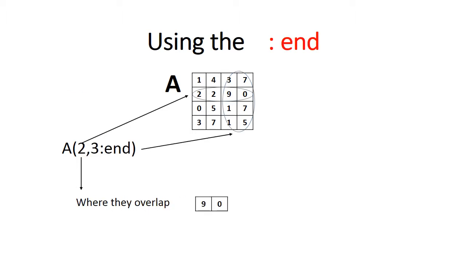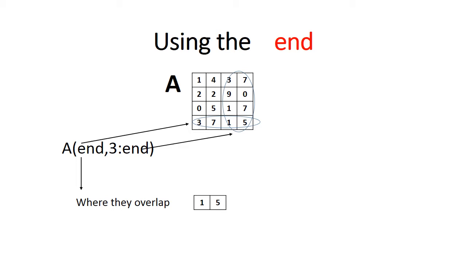70, 75. When the word end is used with a colon, end normally refers to the last one. So in this case we have 3:end, which simply means from column 3 to the last column. So the 2 before the comma refers to the second row, and 3:end refers to columns 3 and 4. And where those two overlap, that is your final subarray. So in this case it's 90.